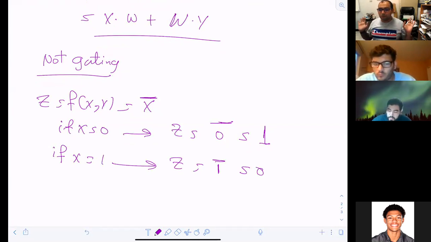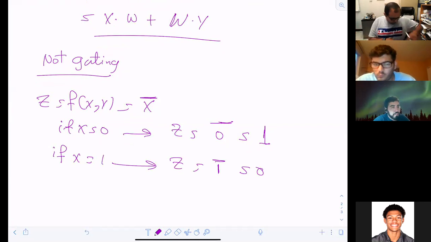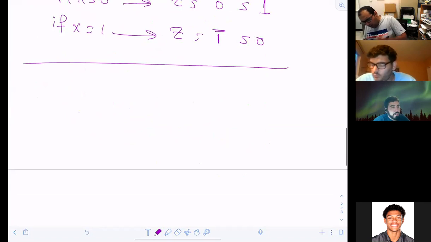So far, so good? Now we have the aspect of OR, the aspect of AND, and the aspect of the NOT gate. Are there any questions so far? Those are basics. Those are very important basics. Now we need to learn some things which will help us to simplify equations of Boolean algebra.